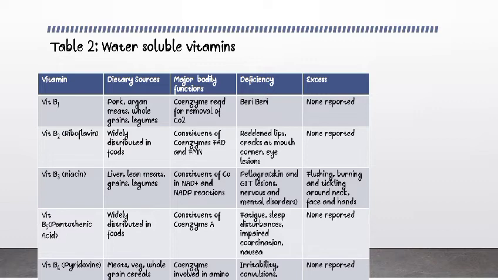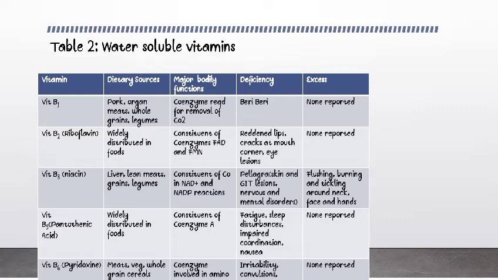Deficiency of vitamin B1: beriberi. Non-reported for excess. Vitamin B2, riboflavin, widely distributed in foods, constituent of coenzymes FAD and FMN. Vitamin B2 is riboflavin, the name for it. For vitamin B1, the name was not written, but I think it's thiamine. Vitamin B2 deficiency: reddening of the lips, cracks at the mouth corner, eye lesions. Not reported for excesses.